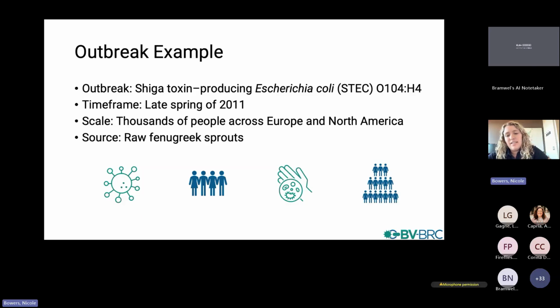And to demonstrate these services, I've prepared an outbreak example using Shiga toxin-producing Escherichia coli from serotype O104:H4. This outbreak occurred in late spring of 2011, impacting thousands of people, stemming from raw sprouts. So I'll switch to our website.